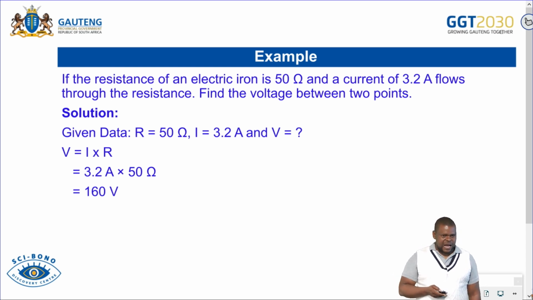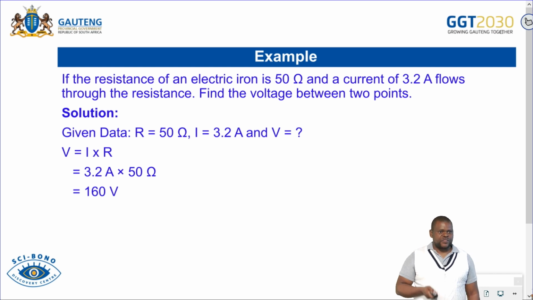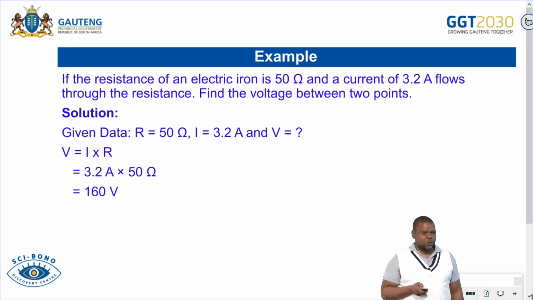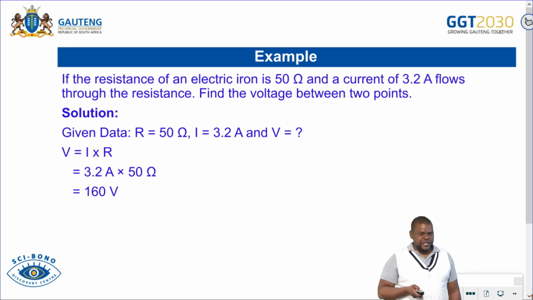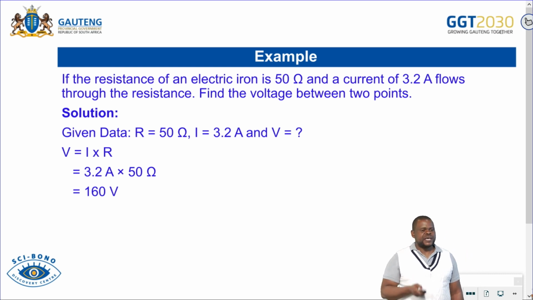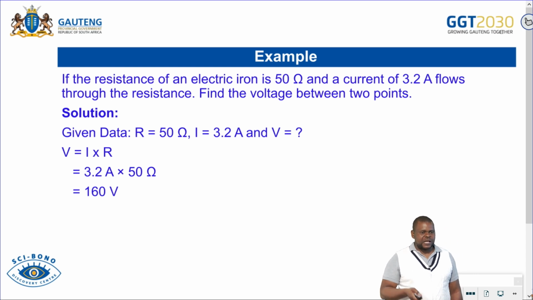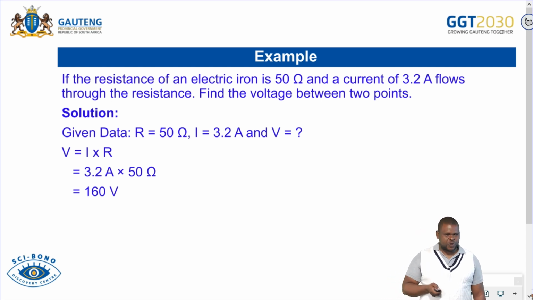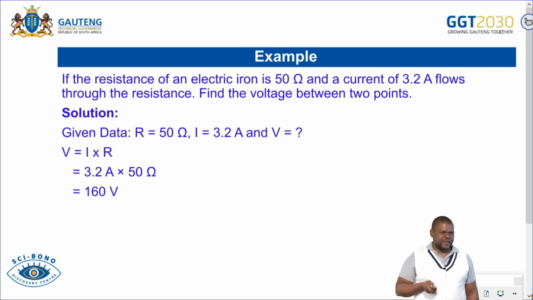Then the final answer must go with what? The units. Then you get the third mark. So this problem is out of 3 marks. Then we say V is equal to IR. And then we substitute, we know that our I, which is current, is equal to 3.2 ampere, multiplied by what? Our resistance, which is 50 ohms. Then when you calculate 3.2 with 50, it gives us 160 volts.